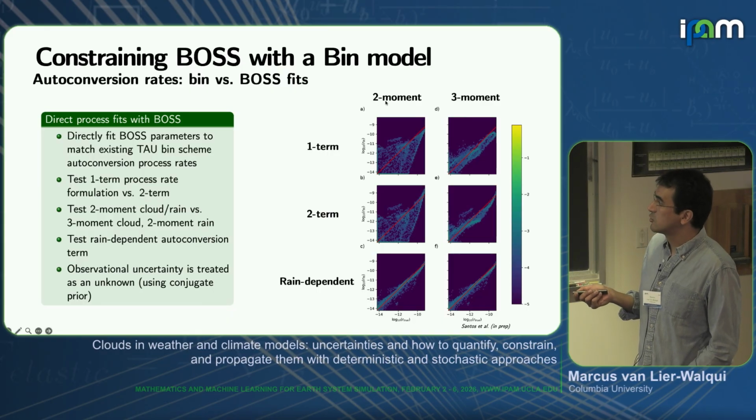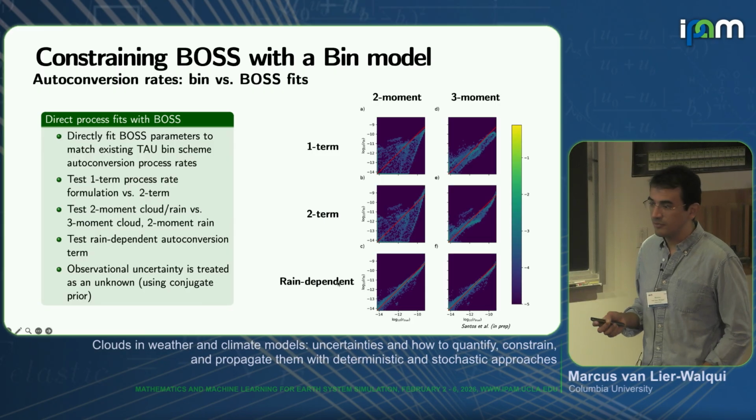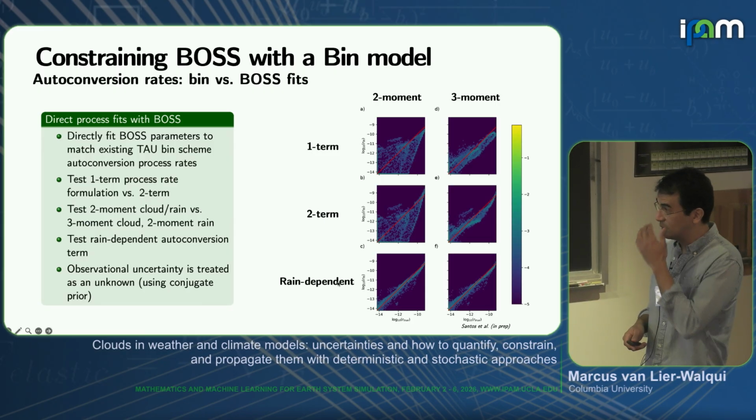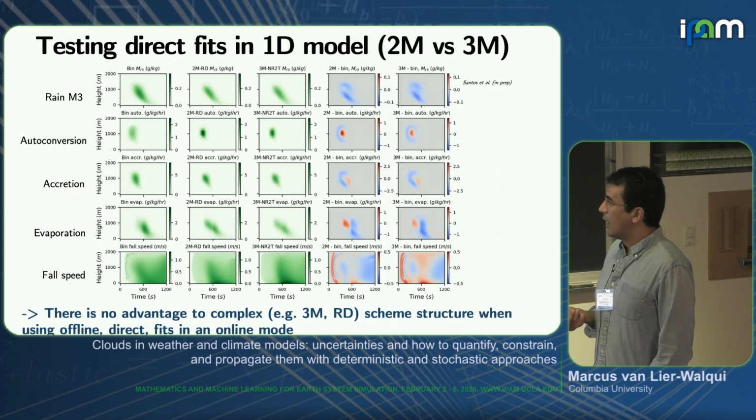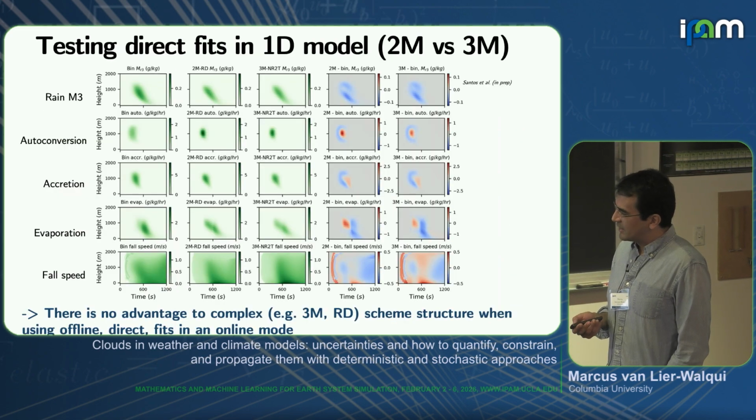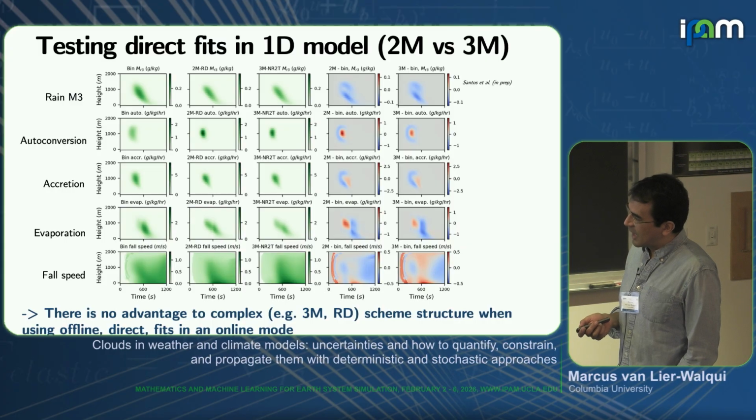So depending on the structure of BOSS, so whether we make a 2-moment or a 3-moment version, whether we use 1 term for our equations, 2 terms for our equations, or we include a term that's range dependent, we can get better fits. This is offline, directly trying to fit to the process rates that we see in this reference scheme, this fancy microphysics scheme. The interesting thing is that it doesn't make a difference once you plug it into a time-evolving model.